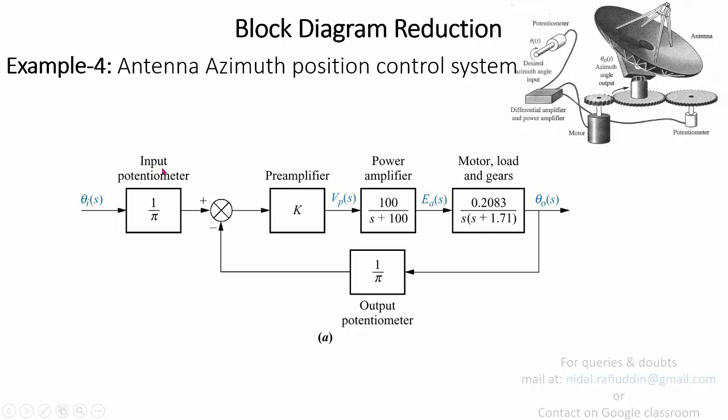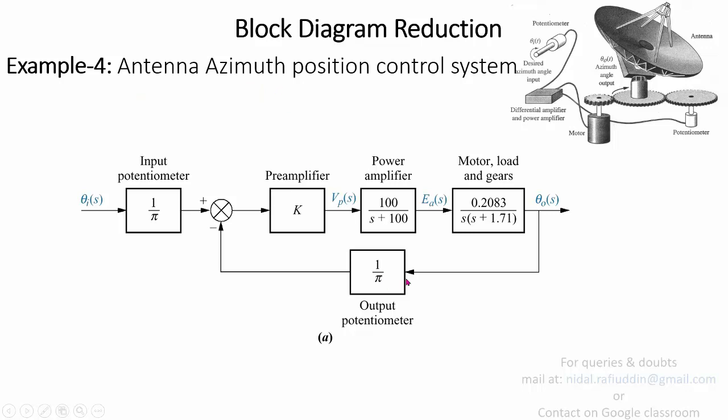If you talk about the input potentiometer, which is this, to which the theta reference angle was given, this can be represented by 1 upon pi. Then you have a pre-amplifier which had a gain K. And again, you have a power amplifier given by this expression. Then you have load and motor and gears, which were represented by this particular expression. So different components are represented by different transfer functions which are connected in a certain fashion in order to obtain the system or block diagram representation of antenna azimuth control.